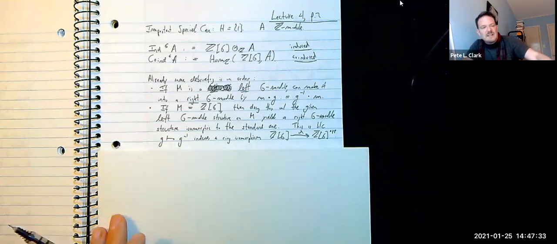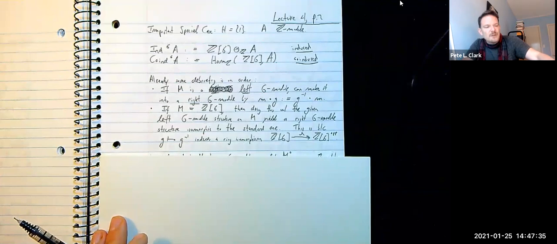And then if M is equal to ZG, then I claim that this way of switching from left to right takes the standard left structure to the standard right structure. Again, it is not of crucial importance for me to go through this so slowly and carefully. This is really just an ancillary remark.